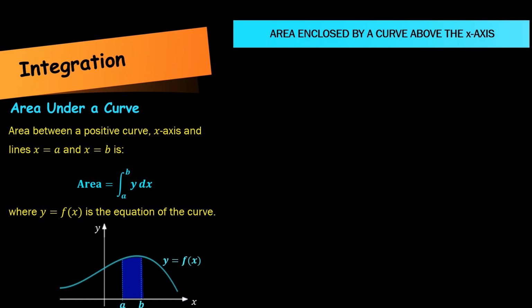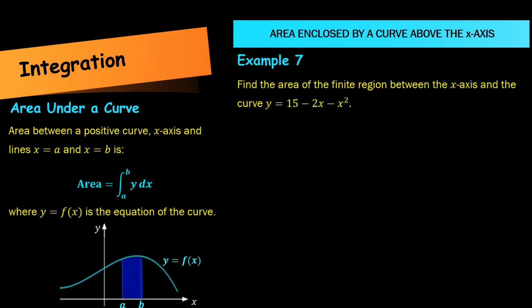Let's take a look at an example. Find the area of the finite region between the x-axis and the curve y equals 15 minus 2x minus x squared. Pause the video and have a go. Press play when you're ready to view the solution.